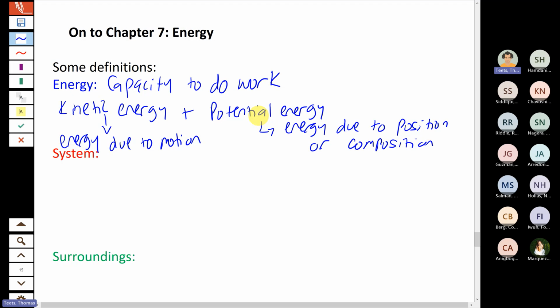Because anytime we have bonds between two atoms, as we talked about, there's a certain amount of energy that would be required to break those bonds, which means that there's that much energy stored in the bond. That's all classified as potential energy. It's energy due to composition, as I've listed it here.